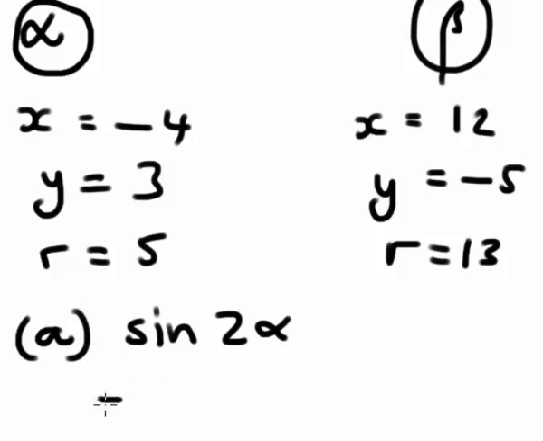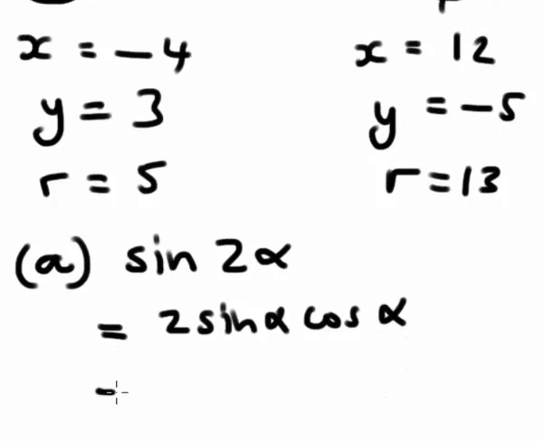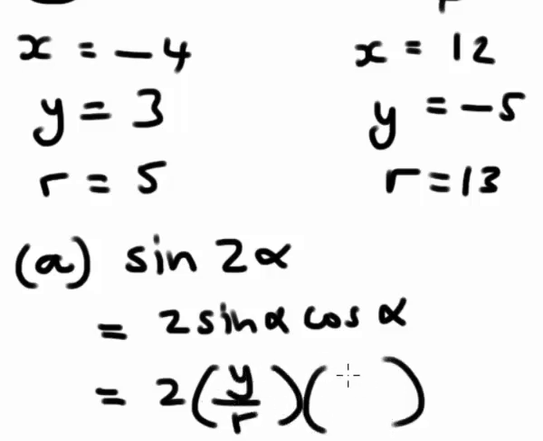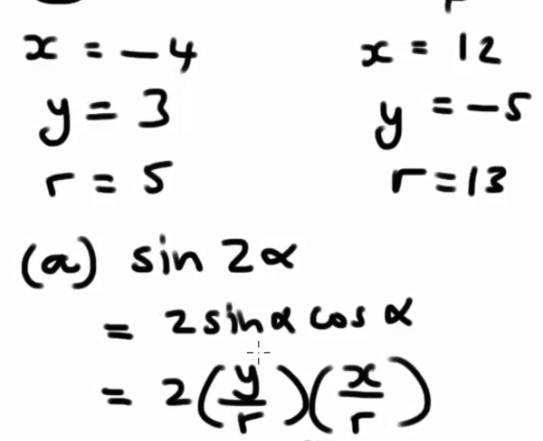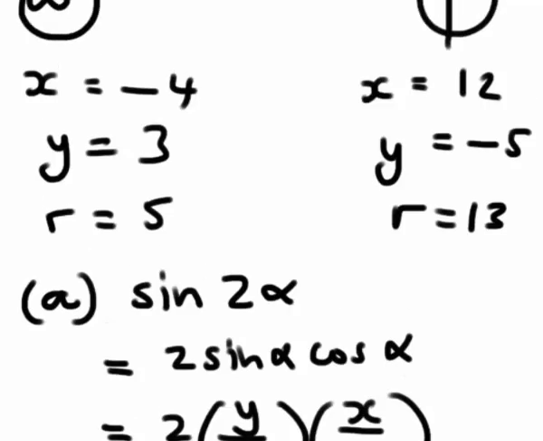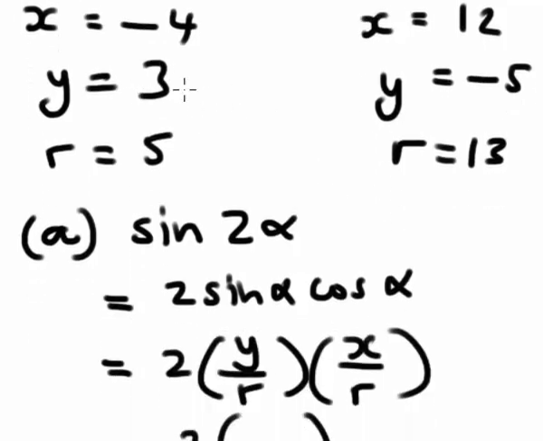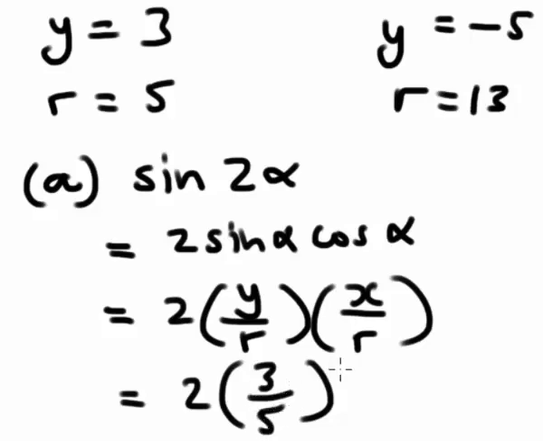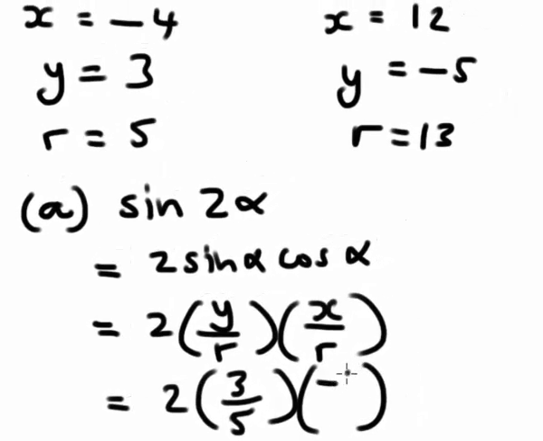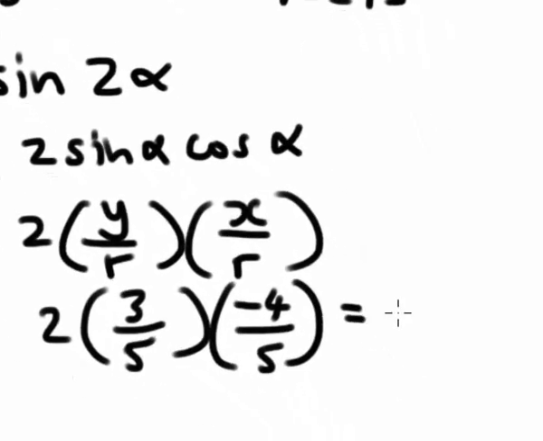So what I could do is say sine 2 alpha is 2 sine alpha cos alpha, using the double angle formula. Then if you work out that sine is y over r and cos is x over r, what does that give you? What is the y over r for alpha? Go up to alpha's values here. There it is. Sine is y over r, and then the x is -4 over r. So what does that come to? Negative 6 fours are 24 over 25.